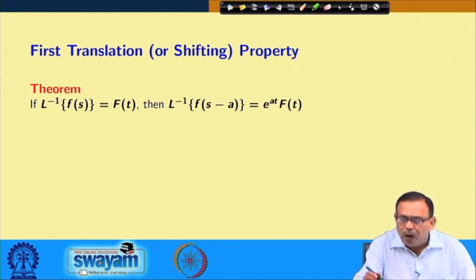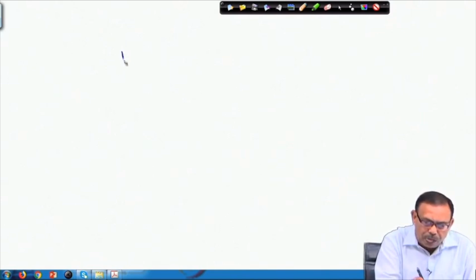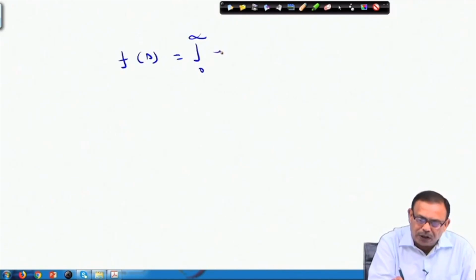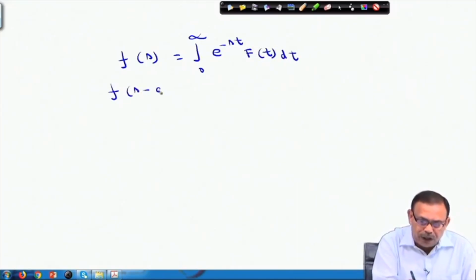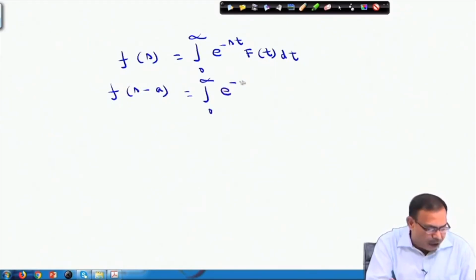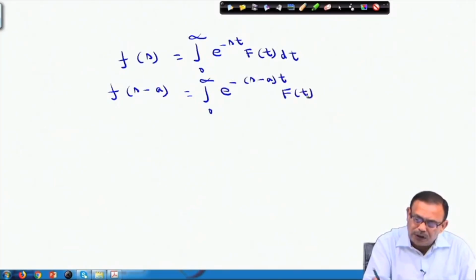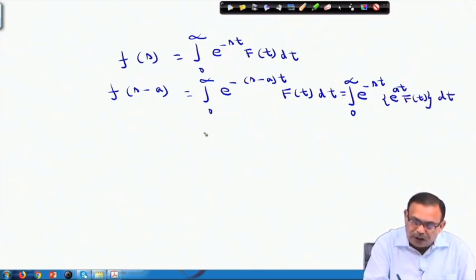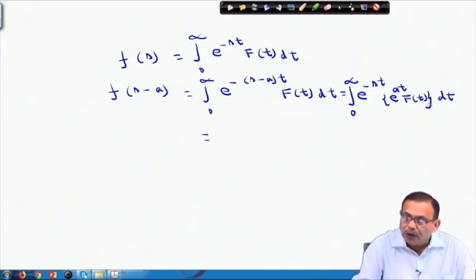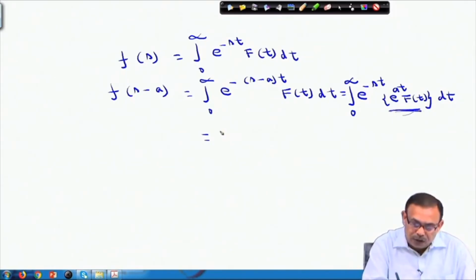So, for the proof of this one, your f(s), we know, is the integral from 0 to infinity of e power minus s t into f(t) dt, we know this thing. Therefore, from here you can write down f(s minus a) will be the integral from 0 to infinity of e power minus (s minus a) into t, into f(t) dt. S is replaced by s minus a. So, this equals, again you can write it, the integral from 0 to infinity of e power minus s t, and inside the bracket you can write down e power a t into f(t), dt. So, this is nothing but, again from the definition of Laplace transform, the Laplace transform of this thing, e power a t into f(t).